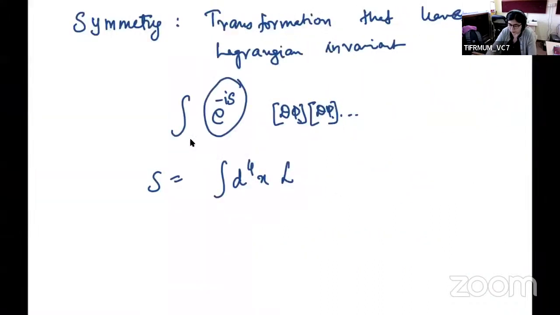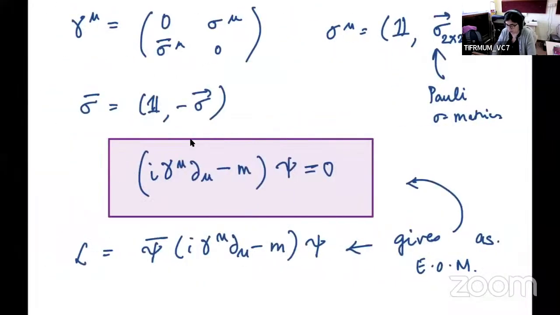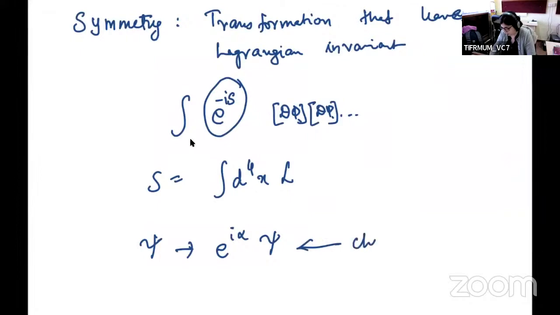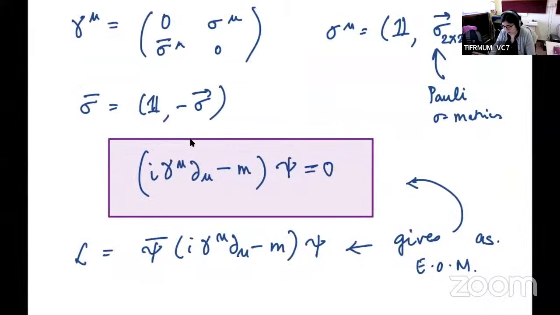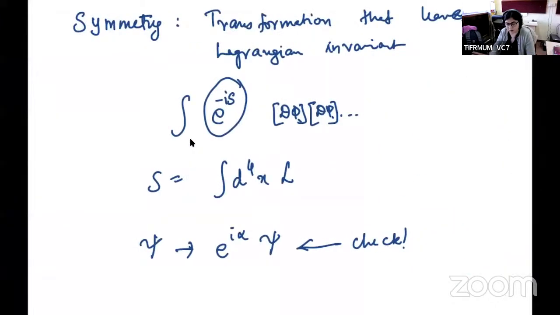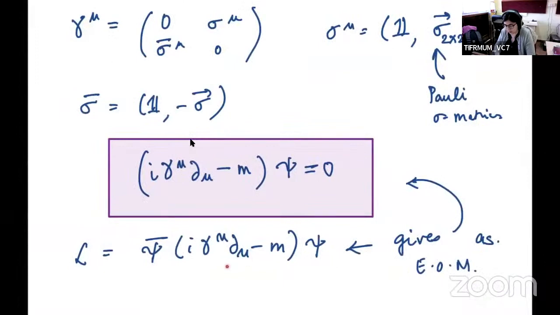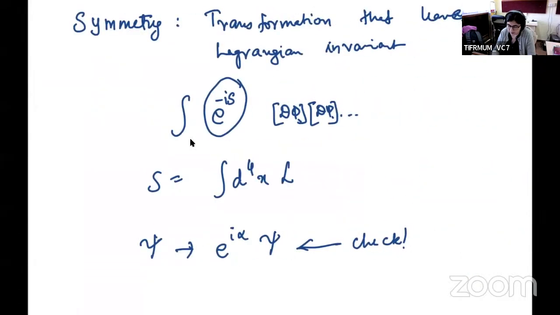Okay? So one particular symmetry you can think of for this would be psi going to e to the i alpha times psi. And you can just check. I will leave this for you to do. You can see that if psi goes to e to the i alpha psi, psi bar would go to e to the minus i alpha psi bar. Now alpha is independent of space-time, it's just a constant. So basically it just goes through the del mu and you have the Lagrangian staying invariant. Okay? So this is an example of what is called a global symmetry.